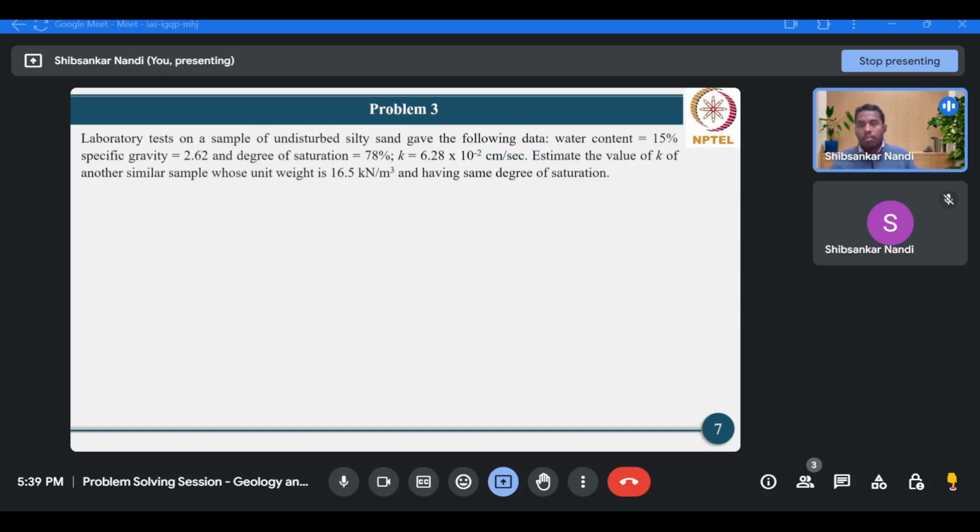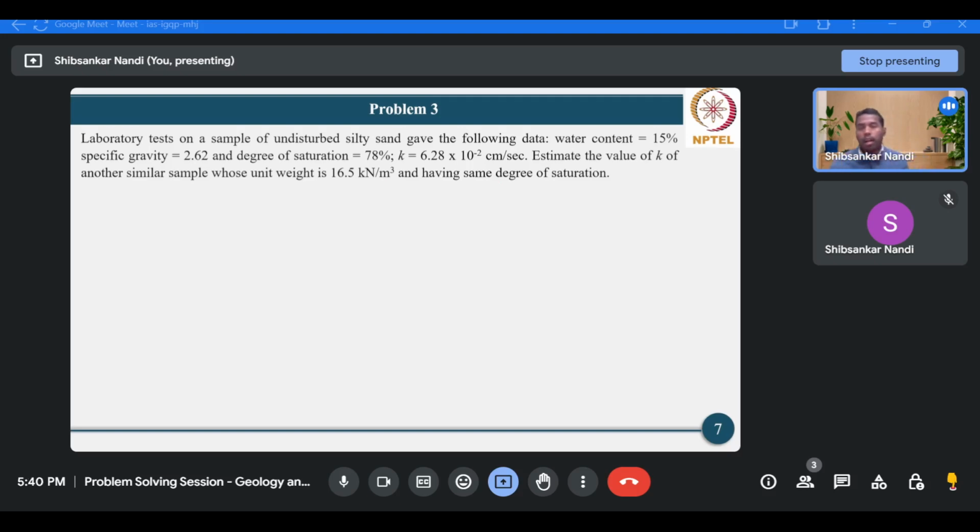So we'll take this problem 3. In this problem, a laboratory test on a sample of undisturbed silty sand gave the following data: water content equals 15%, specific gravity 2.62, degree of saturation 78%, and the hydraulic conductivity value is 6.28 into 10 to the power minus 2 centimeter per second. We have to estimate the value of K of another similar sample whose unit weight is 16.5 kilonewton per meter cube and having the same degree of saturation.